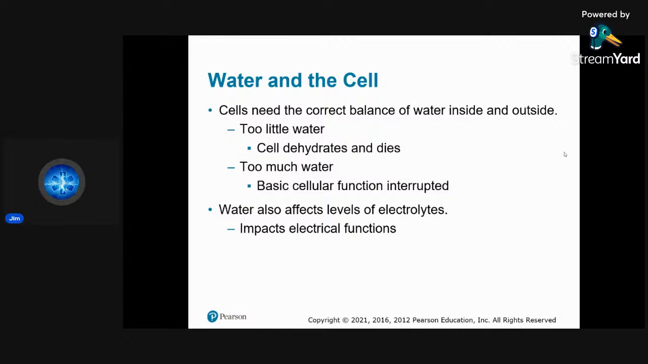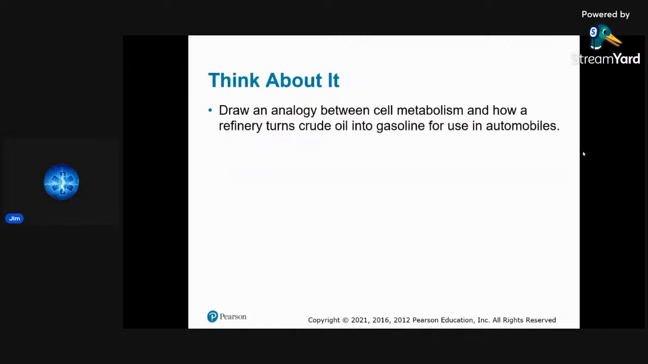The cell needs water, right? It needs a correct balance of water, inside and out. Too little, it'll dehydrate and die. Too much, the cellular function will be interrupted. The water also affects the level of electrolytes, which impacts the electrical function of the cell. For example, if your electrolytes are off balance, you may feel weakness, may not be able to move your muscles as well because the electrical function of that cell is affected.